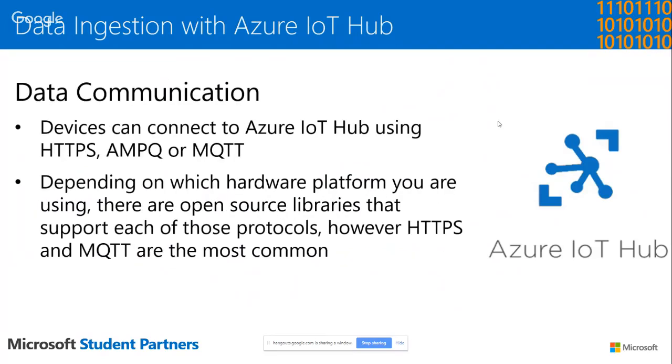The second is data communication, and so there are a couple ways of doing this. Typically, the protocols that we use are HTTPS or MQTT. Azure also supports AMQP, though I personally have not used that as often. And depending on the hardware platform that you're using, there are open source libraries that you can use to support each of these protocols. But again, HTTPS and MQTT are the most common.